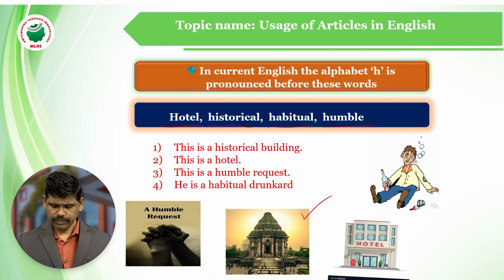This is a hotel. This is a humble request. This is a habitual drunkard. So he is a habitual drunkard. Habitual means the person who drinks always, so often. These are the finest examples. You remember: hotel, historical, habitual, humble. Whenever we have these words in our sentences, we use article a.